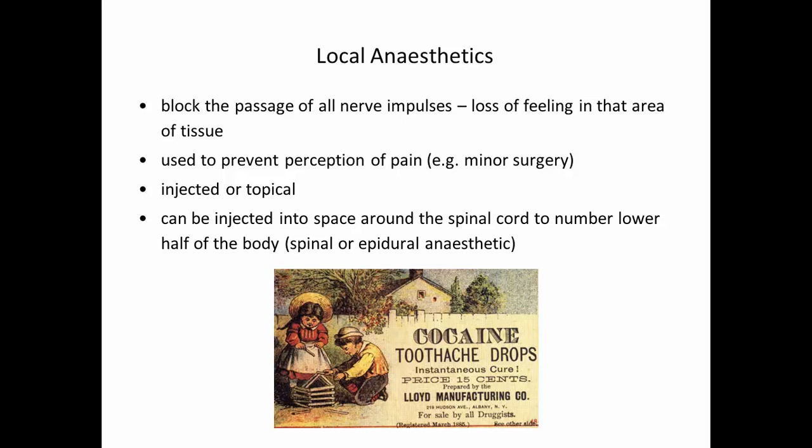An anesthetic is a drug that blocks not only the pain pathway but blocks all nerve impulses, including those from touch. And so that's why when we use a local anesthetic, we get an entire loss of feeling in that area of tissue. So usually it's used to prevent the perception of pain while they're doing some sort of procedure like minor surgery. You can inject local anesthetics, or you can use them as topical. For example, some types of creams for cold sores contain a local anesthetic. Toothache drops are a local anesthetic.